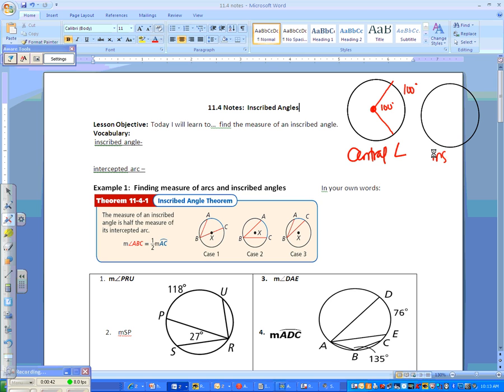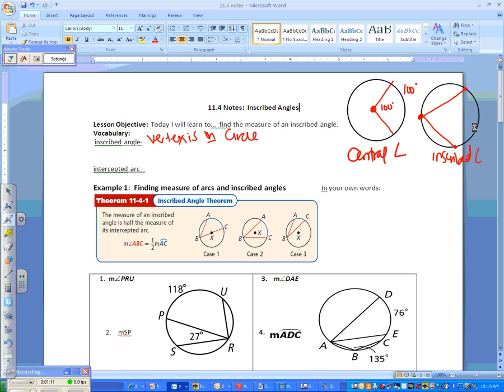An inscribed angle, and I would draw this on your paper right by inscribed angle. An inscribed angle, the vertex is not in the center. The vertex is on the circle. So vertex is on the circle, not at the center. That's important. And it's also important that you notice that it's formed by two chords. So this line will always touch another part of the circle.